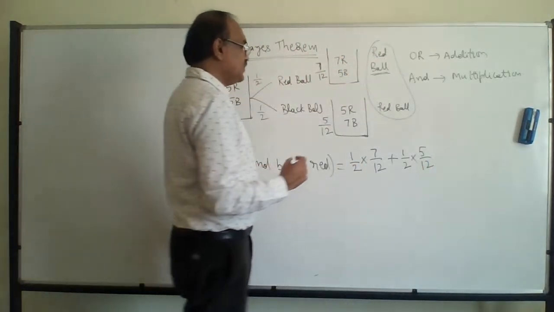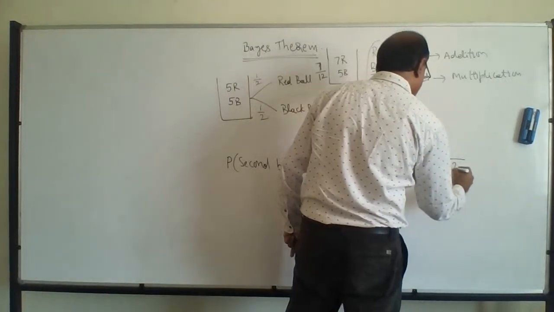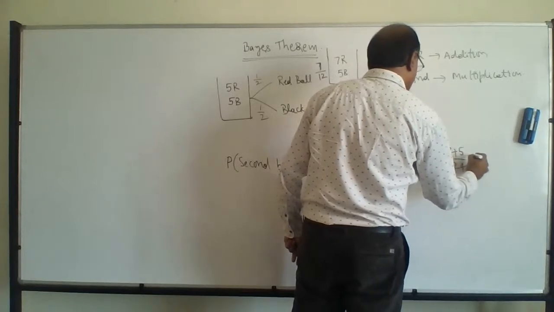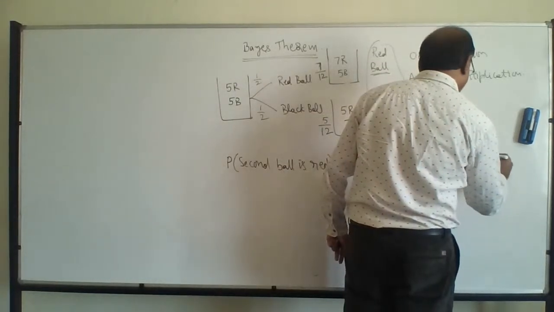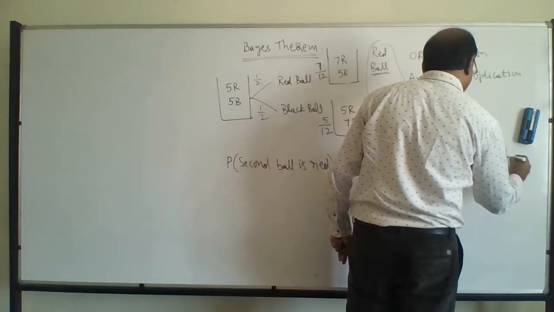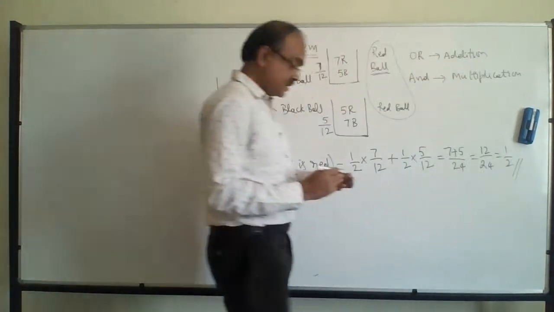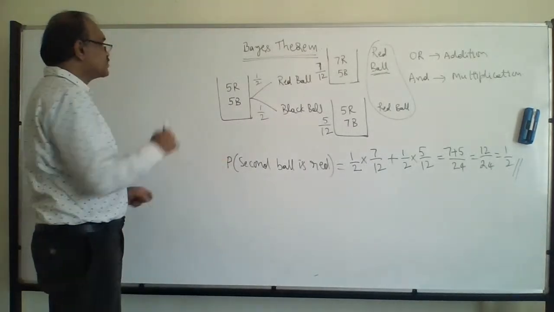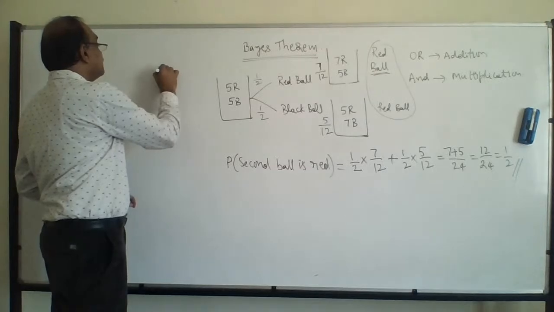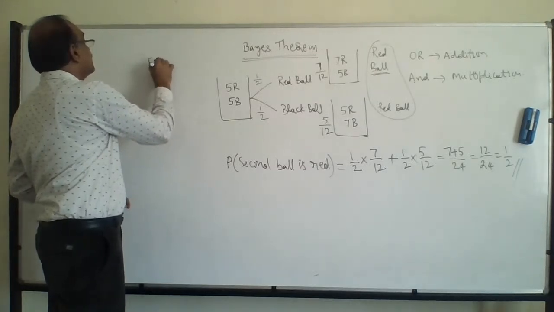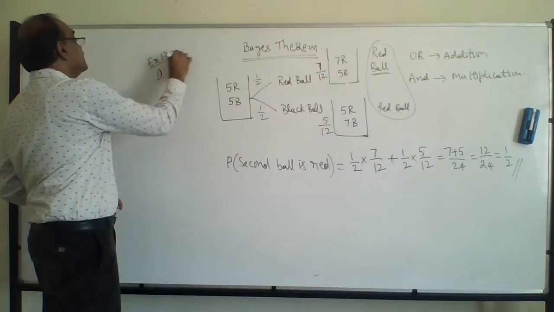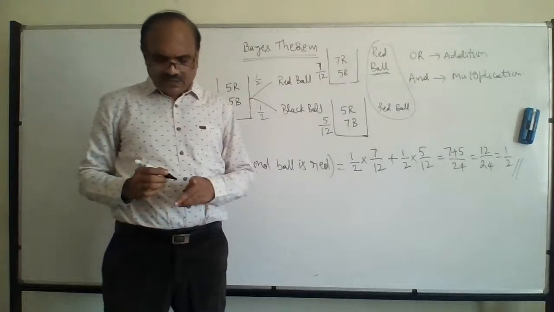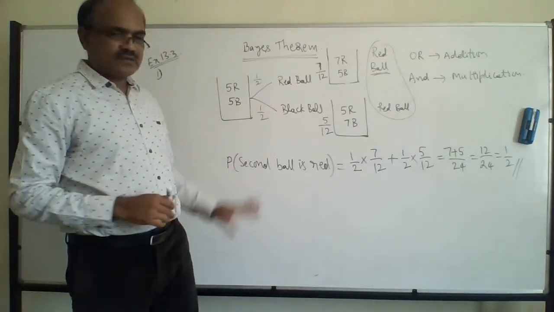So now the LCM is 2 into 12, that is 24. 7 plus 5, what is 7 plus 5? 12. 12 divided by 24, that is 1 by 2. So that is the required probability. This is the textbook Exercise 13.3. Many times in JEE Mains, in JEE, they've asked questions based on this concept.